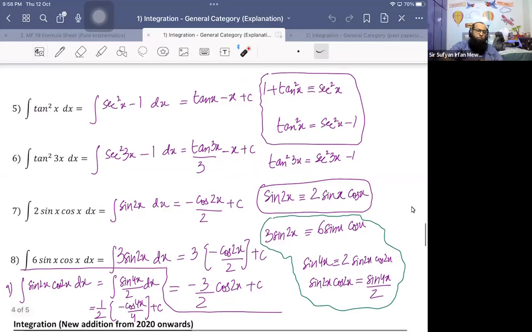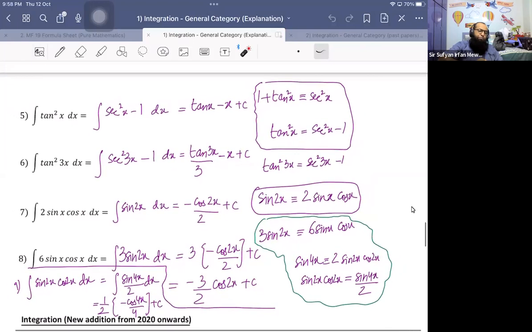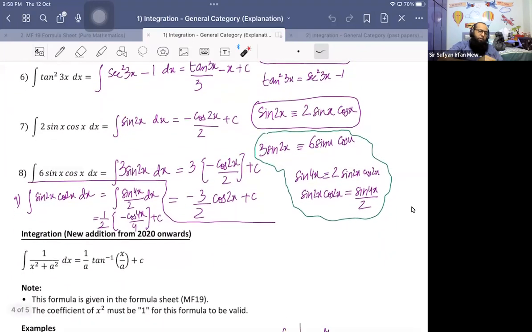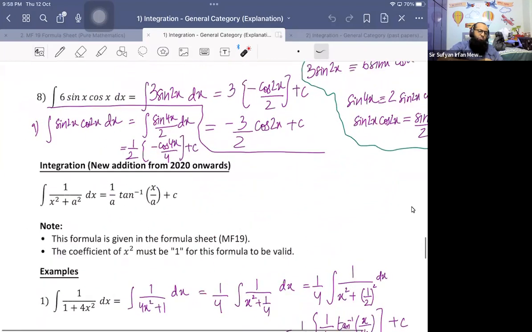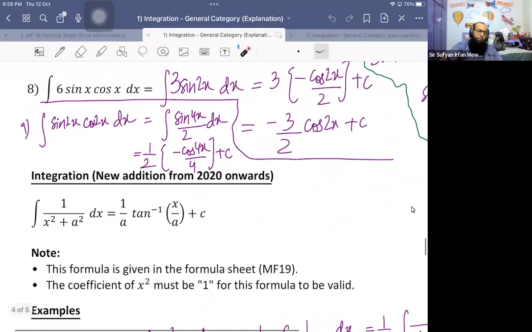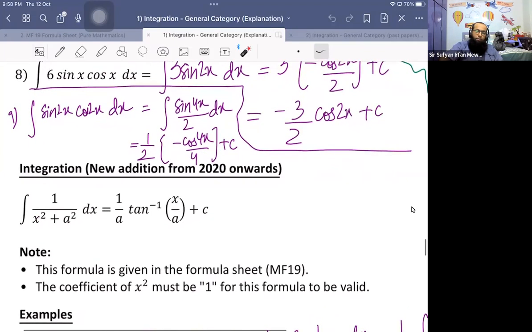Right, so we have covered till here, right? Then there is a new addition that has entered our syllabus from 2020. Before that, it was not a part of our syllabus.